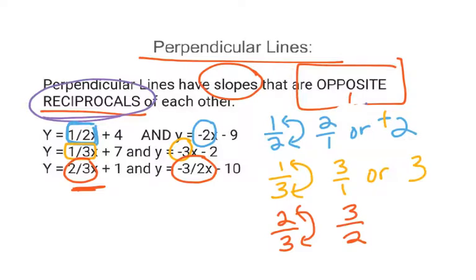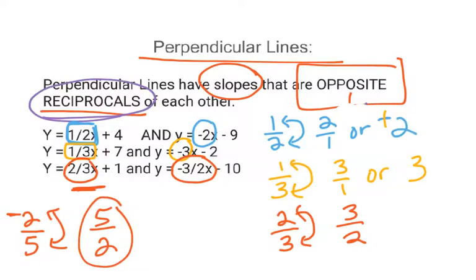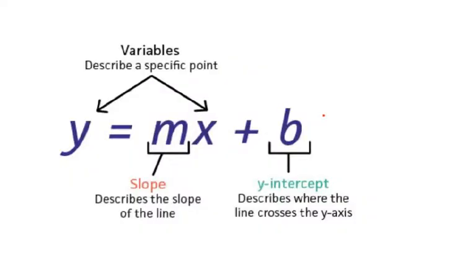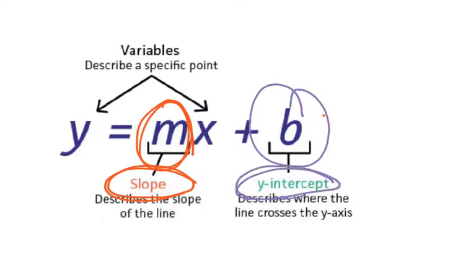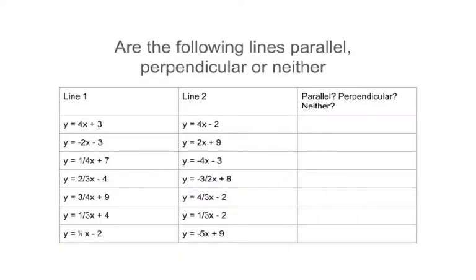So if my slope was 2/5, the perpendicular slope, I would flip it over. And let's say it was -2/5. I would flip it over, and since that slope is negative, this slope would be positive. And that makes the lines perpendicular. So do not forget that M represents our slope and the B represents our y-intercept when we're looking at these.